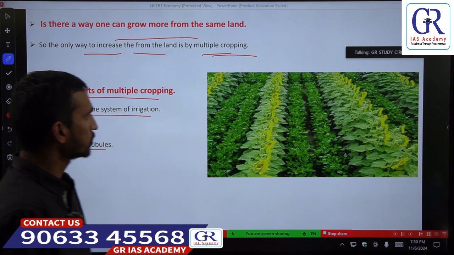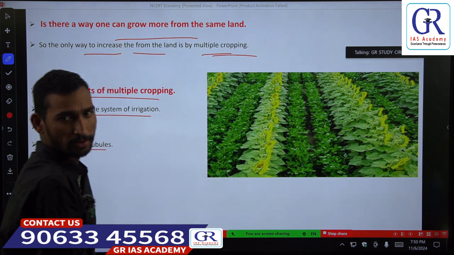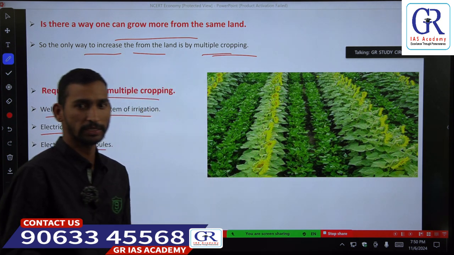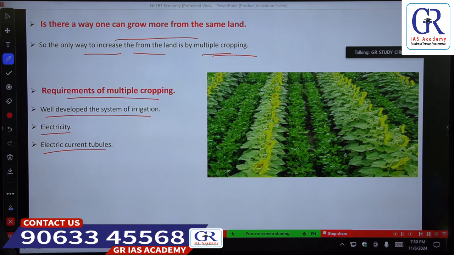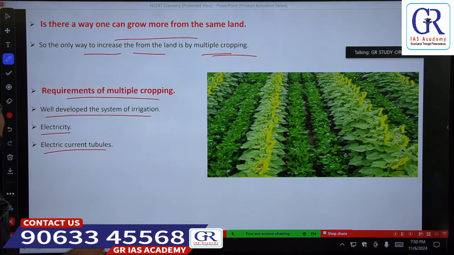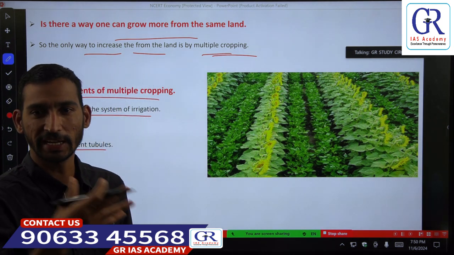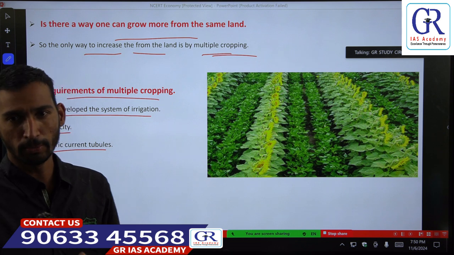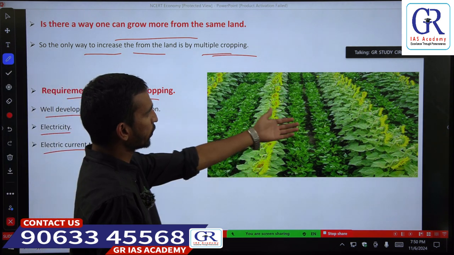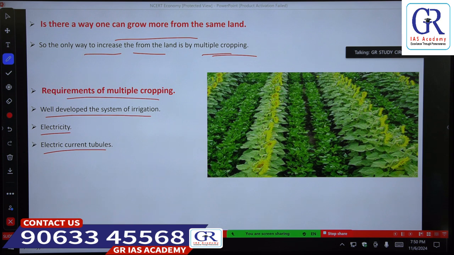You can see on the screen here, they are growing different crops in the same land, so that we can generate more income. Within the same stipulated land, by doing multiple cropping, we can generate more income. The requirements for multiple cropping are a well developed irrigation system, electric tube wells and electricity. Tube wells are required and proper irrigation facilities should be there, so that we can grow more crops, produce more, and generate more income from multiple cropping. That is also a way to generate more income from the same land.